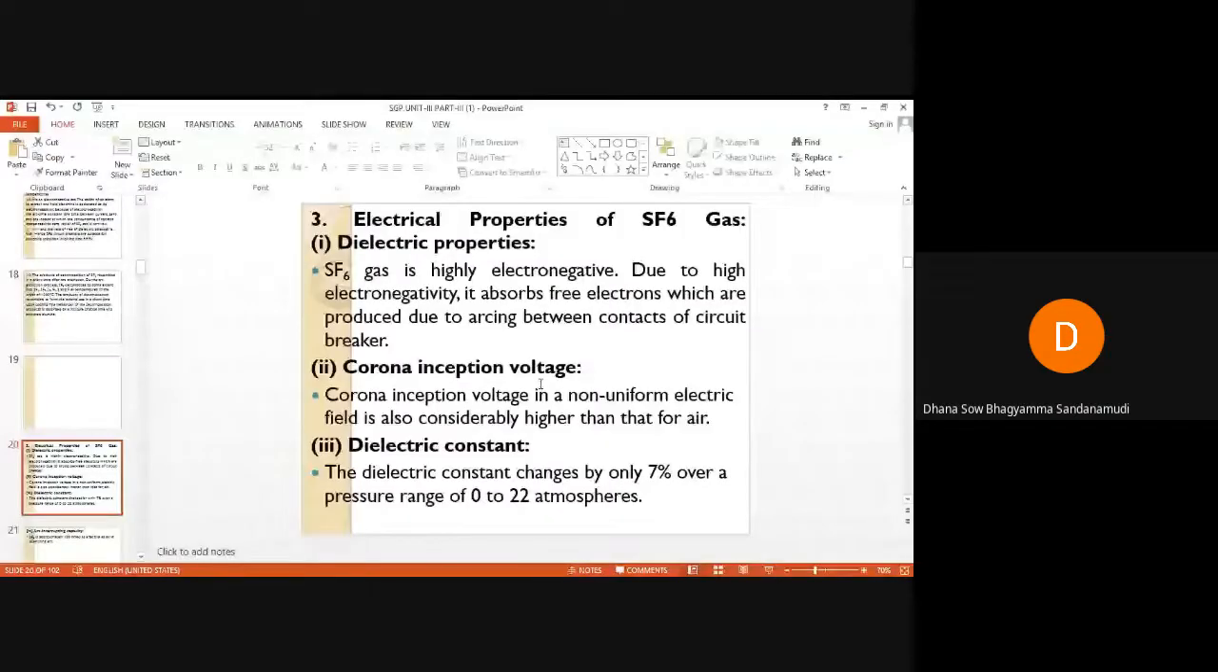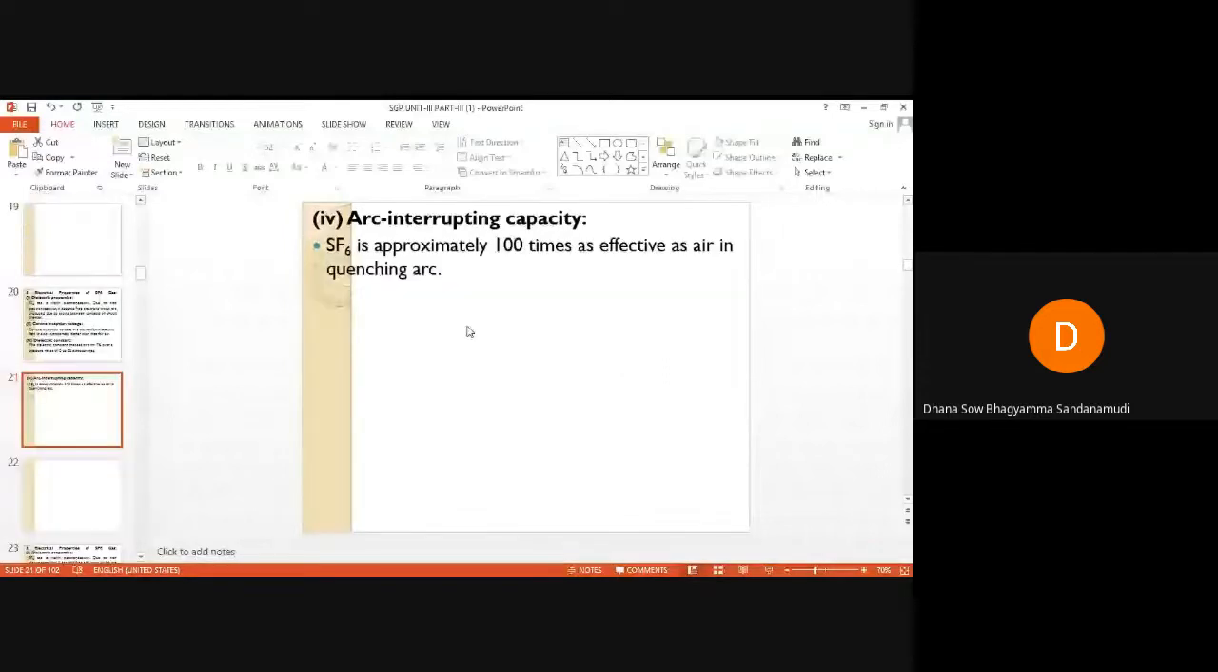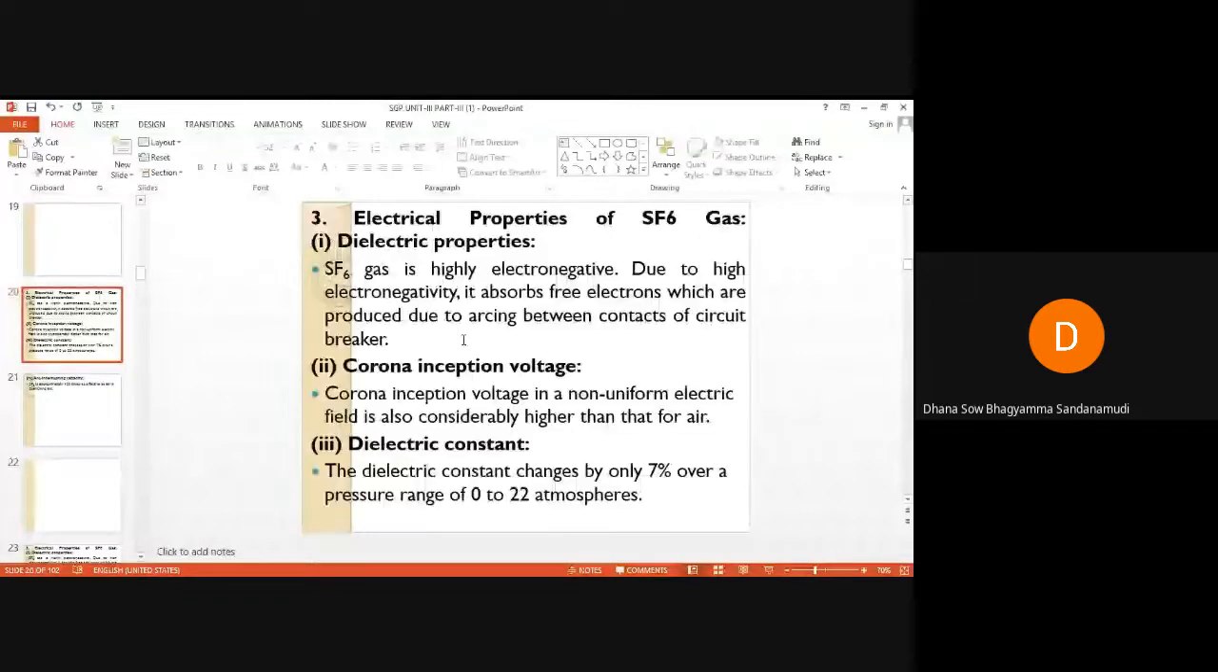Okay, so the electrical properties of SF6 gas are dielectric properties, corona inception voltage, dielectric constant, and arc interrupting capacity. Let us discuss these properties in detail. SF6 gas is highly electronegative. Due to its high electronegativity, it can absorb free electrons which are produced due to arcing between the contacts of the circuit breaker.